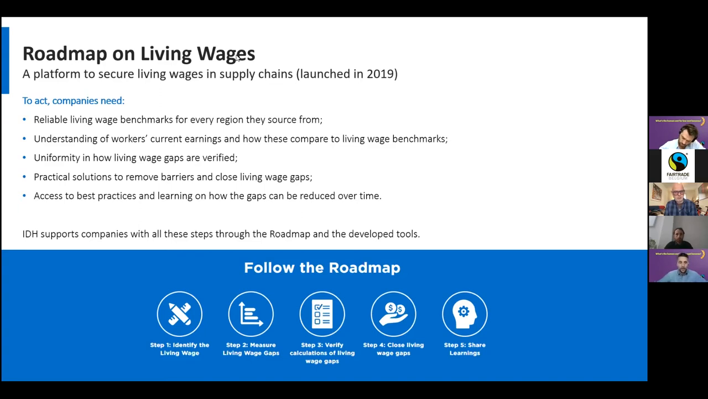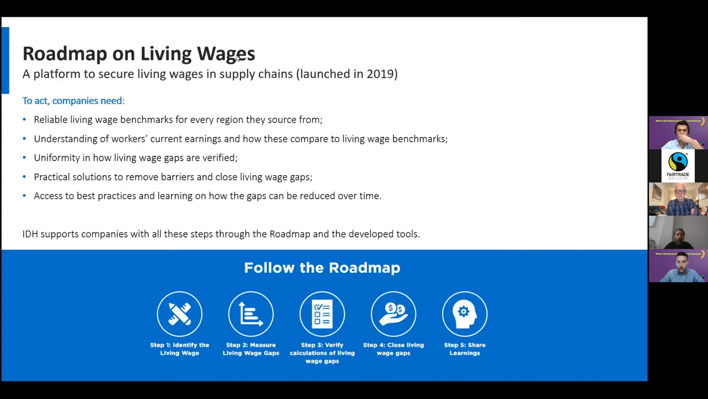The first step would be to really identify the living wage, identify the benchmark for the region where the product is sourced. There are a lot of benchmarks that are available today, still a few gaps, but we see that in the living wage sphere, these benchmarks are coming up more and more. Second point would be to measure and to understand the workers' current earnings and understand the gap. Third step would be to verify and to ensure that there's uniformity in how these gaps are measured and verified. Step four and five are the action steps: closing the living wage gaps and defining pathways and means to realize the ambition, and then make sure we can also capture learnings that can then be shared back with the wider group.